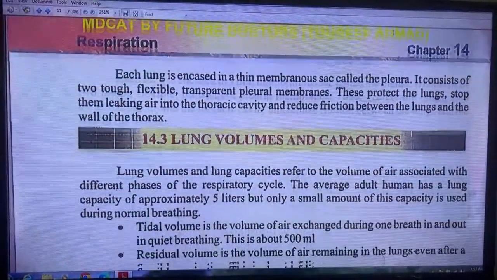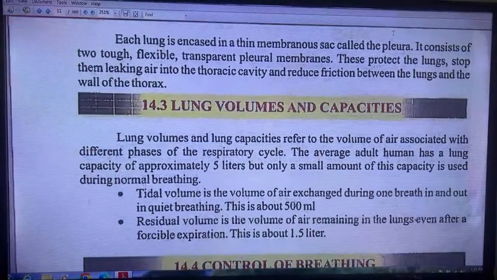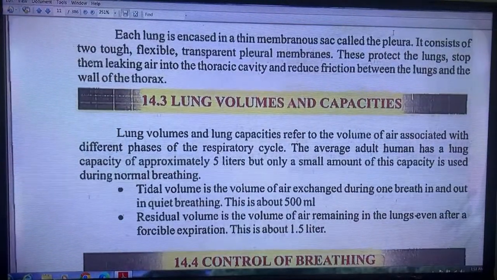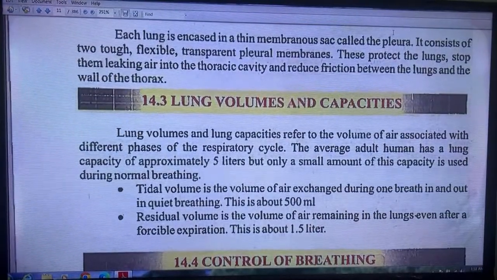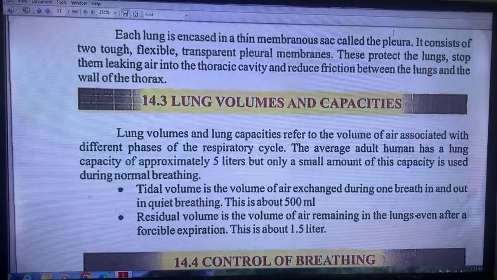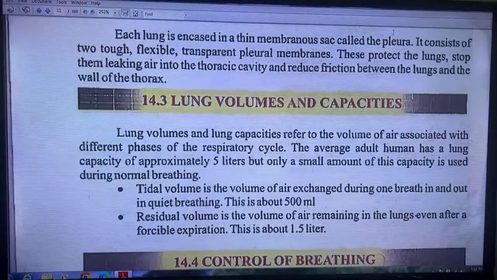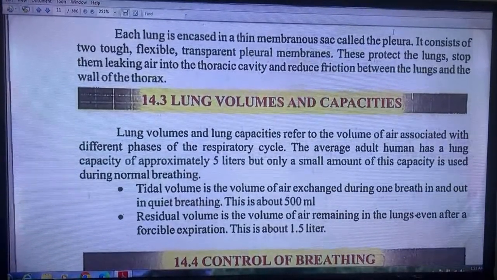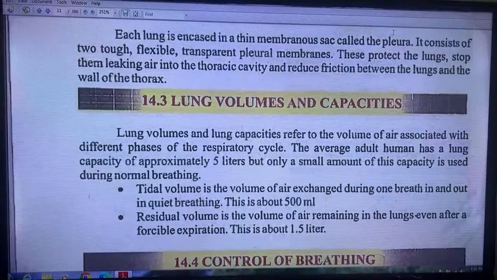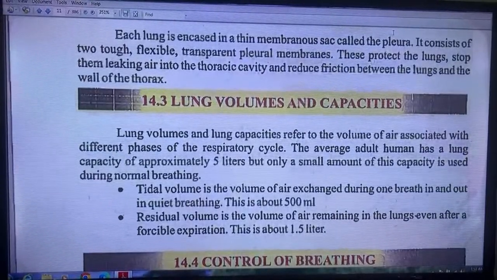Each lung is encased in a thin membranous sac called pleura. It consists of two tough, flexible, transparent pleural membranes. These protect the lungs, stop them leaking air into the thoracic cavity, and reduce friction between the lungs and the wall of the thorax.